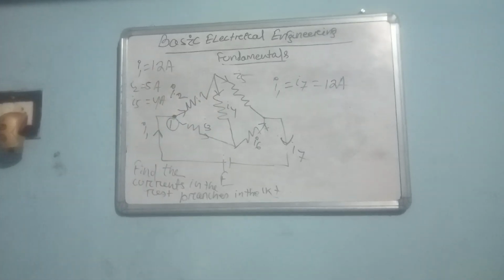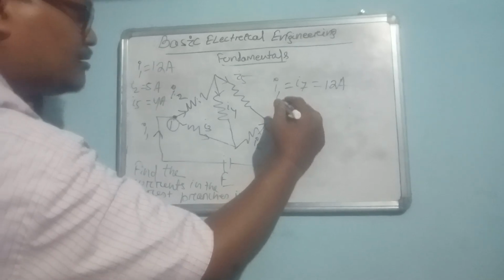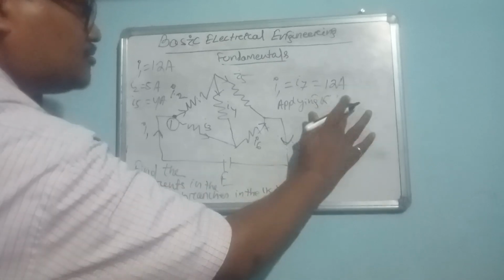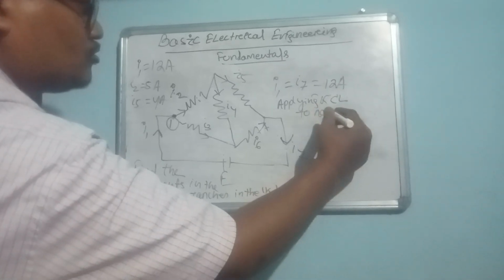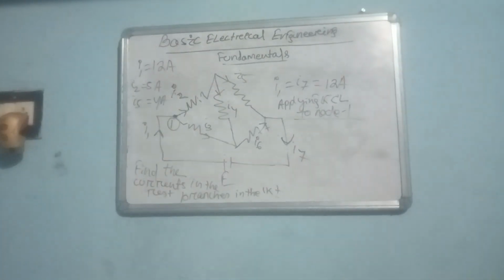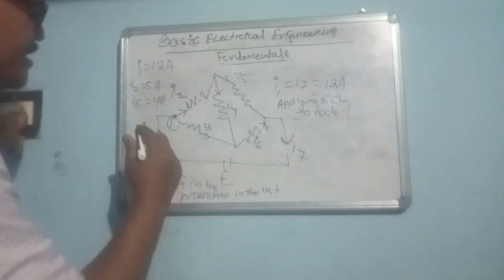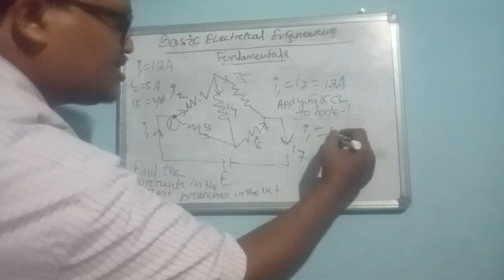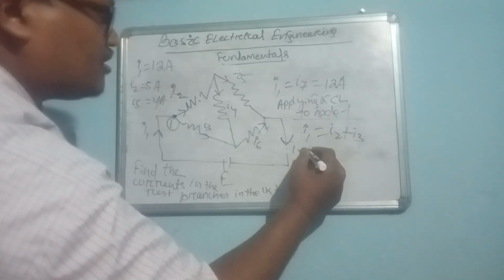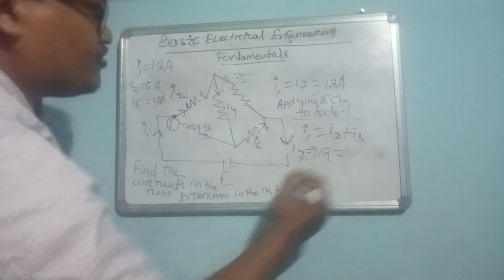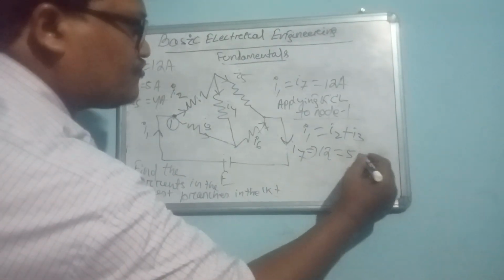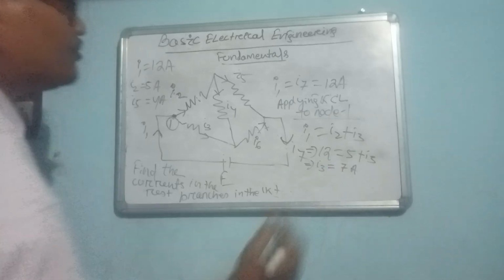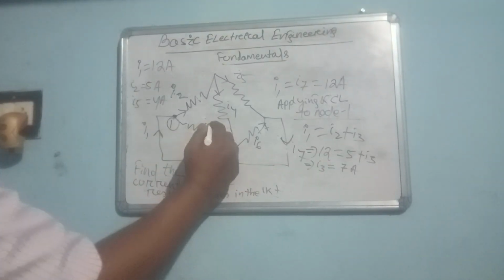Now suppose this is your node 1. Applying KCL to node 1, what will happen? I1 is the incoming current, and the outgoing currents are I2 and I3, I2 plus I3. So I1 is 12, I2 is 5 plus I3. So I3 will be 7 ampere. So we got the value of I3.